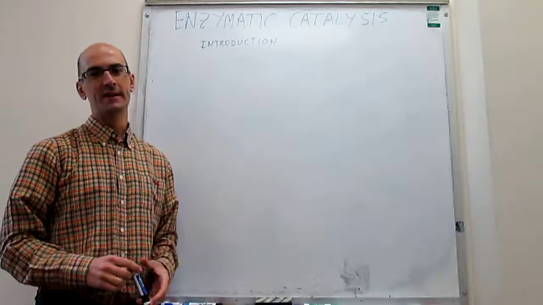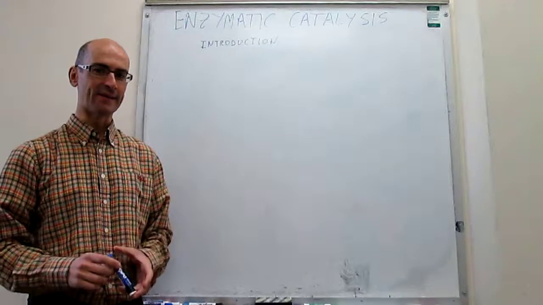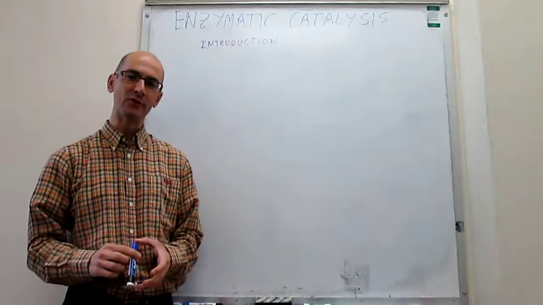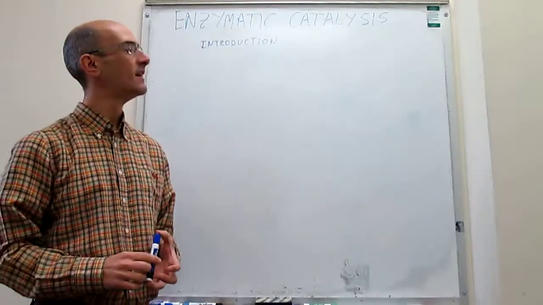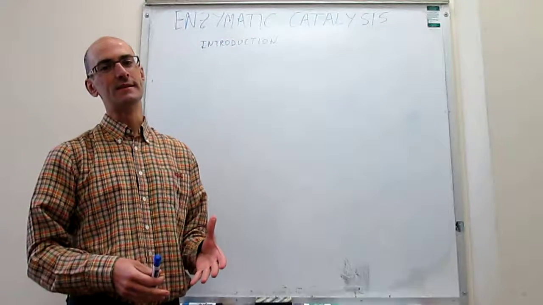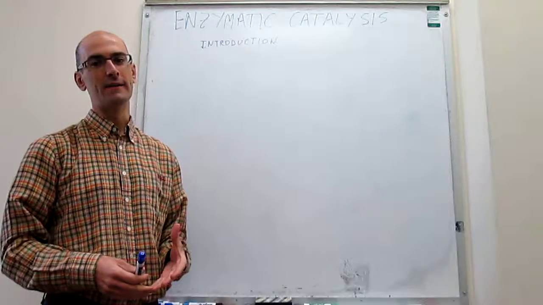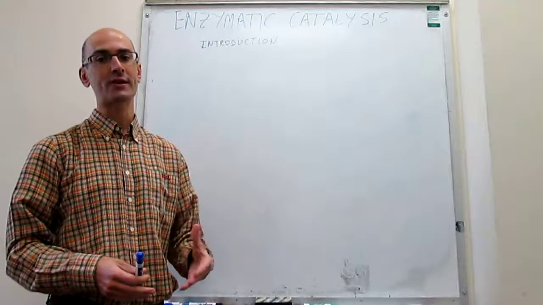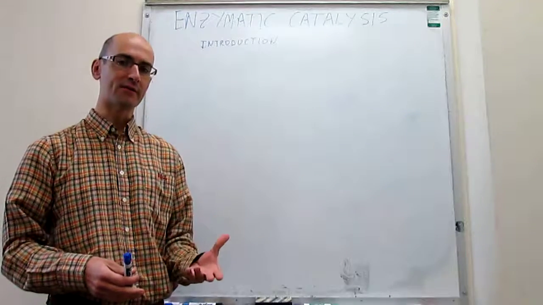We now start a series of videos on enzymatic catalysis. The first thing that we're going to do is define what a catalyst is. And the definition of a catalyst is pretty simple. A catalyst is a substance that does not participate in the overall reaction, but makes the reaction faster.